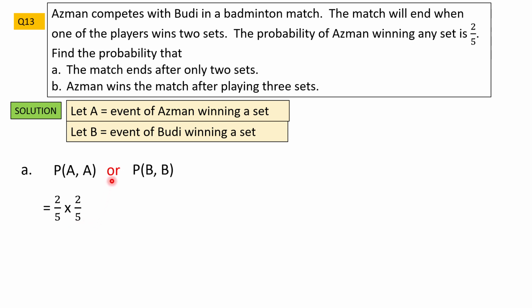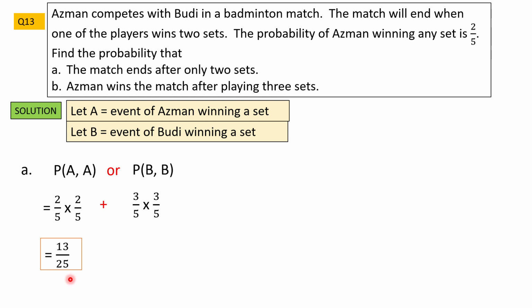Or probability B, Budi wins the match. So if Azman is 2 over 5, Budi will be 3 over 5. How to get the 3 over 5? 1 minus 2 over 5. So probability Budi wins times probability Budi wins the second time. So 3 over 5 times 3 over 5. Simplify and you'll get the answer.